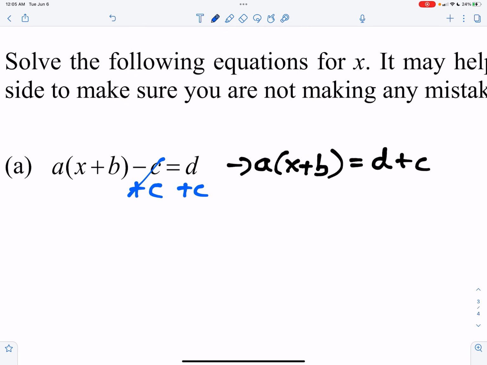Now, in order to get x by itself, I need to get rid of the a and the b. Well, the a is being multiplied, so I'm going to divide both sides by a, like that.